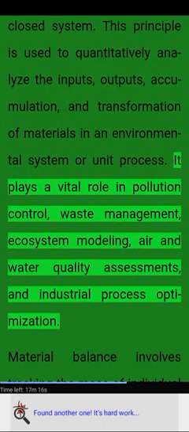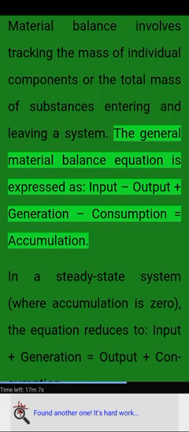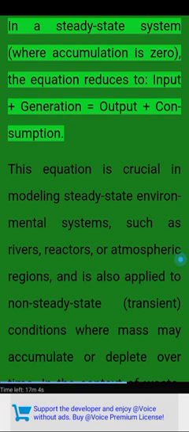It plays a vital role in pollution control, waste management, ecosystem modeling, air and water quality assessments, and industrial process optimization. Material balance involves tracking the mass of individual components or the total mass of substances entering and leaving a system. The general material balance equation is expressed as input - output + generation - consumption = accumulation. In a steady-state system where accumulation is zero, the equation reduces to input + generation = output + consumption.